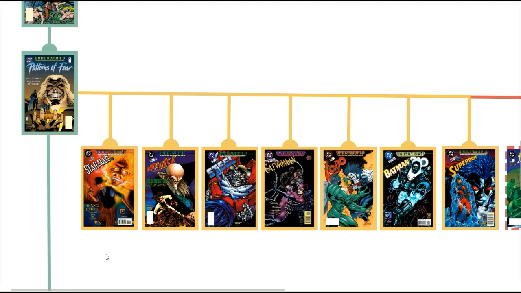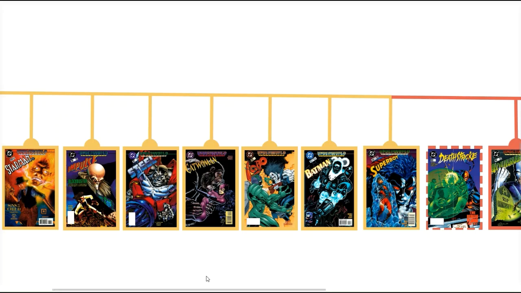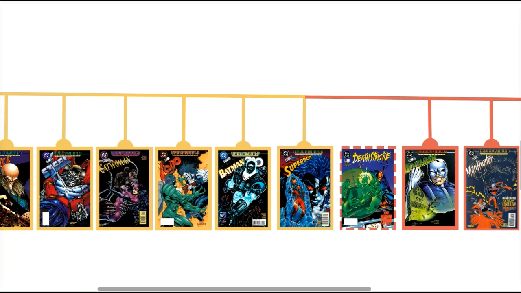Moving along, we have Catwoman. So this is Catwoman number 27. It is Underworld Unleashed branding, and it features a boosted Gorilla Grodd. Big fan of Gorilla Grodd, so it's a good issue for me. Subsequent to that is Lobo number 22, again Underworld Unleashed branding. Subsequent to that is Batman 525, Underworld Unleashed branding. This features a boosted Mr. Freeze.